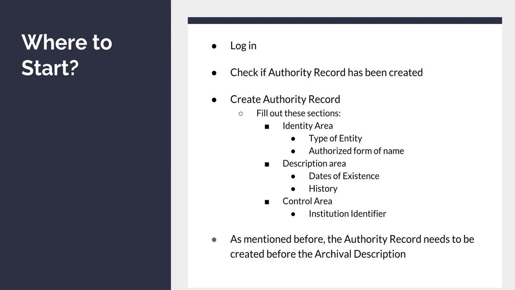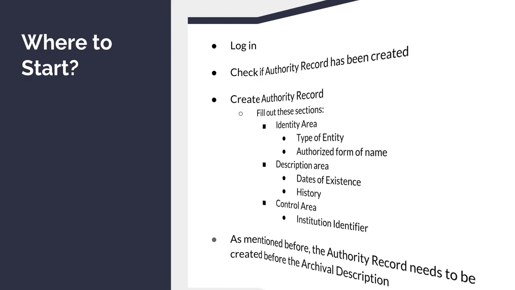We're going to start by logging in, and then we're going to check if an authority record has already been created. And if it hasn't, then we're going to create the authority record by filling out the identity area, the description area, and the control area, and all the important aspects in each of those sections. And as mentioned before, the authority record needs to be created before you create your archival description. And now that I've told you what we're going to do today, I will show you on the website.